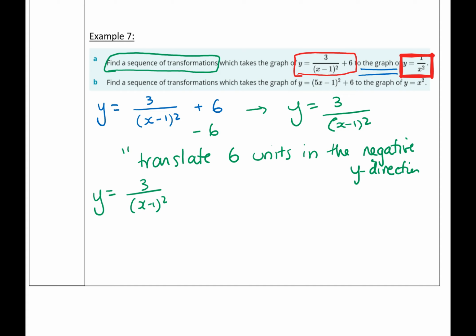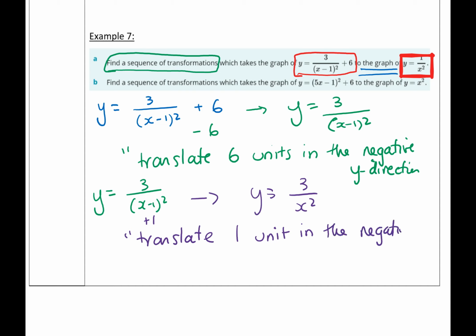Okay, so now I've got y equals 3 over x minus 1 squared. Okay, well the next easiest thing to do might be to translate and get rid of that negative 1. So to get rid of it, I'd need to have a plus 1. Well, if I wanted to plus 1, then that would become y equals 3 over x squared. But plussing 1 is translating, so we need to translate 1 unit, it's plus 1, so it's in the negative y direction. Sorry, that would be the negative x direction, of course.